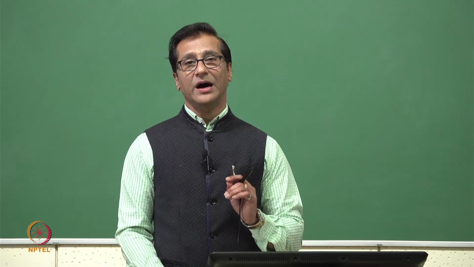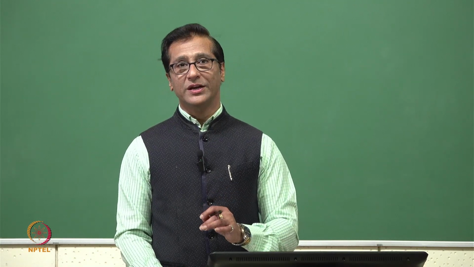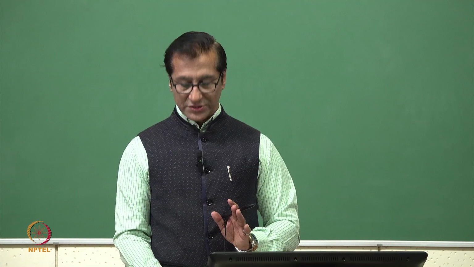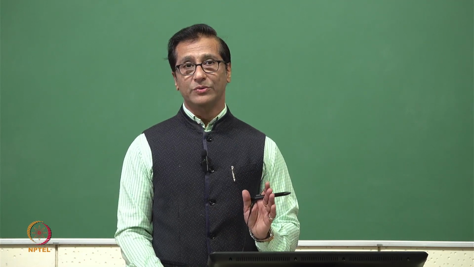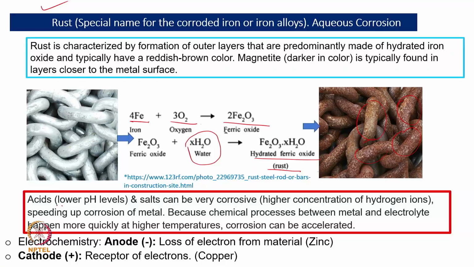Making iron oxide is no issue, but in the presence of moisture, acid, or chloride, there is a problem, because electrolytes are provided to the cell and then rapid corrosion starts. That's why in the acid case, with a lower pH level, or in the case of salts, they become very corrosive. The reason is that a very high concentration of hydrogen ions is present, and that will speed up the corrosion of the metal.